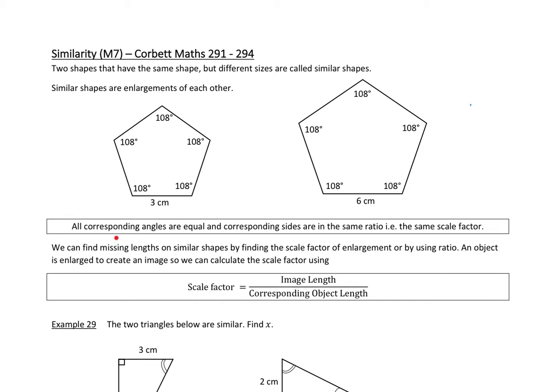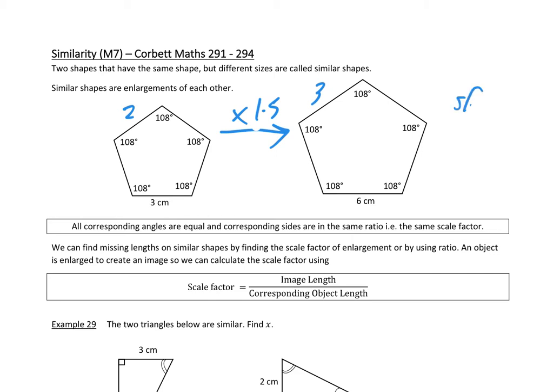The key thing is all corresponding angles are equal and corresponding sides are in the same ratio, i.e. the same scale factor. So for example, if the side on this one had been 2 and the side on this had been 4, then to get from the small one to the big one, you would just multiply by 2. If we change it a wee bit and say the side on the second one had been 3, then what you would have to do is multiply by 1.5 to get from the small one to the big one.